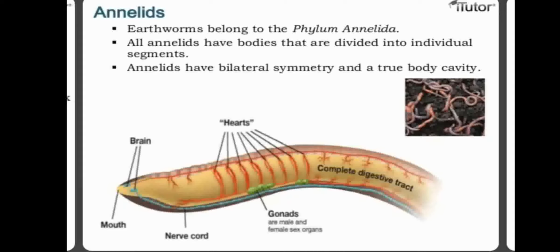Next phylum is phylum Annelida. Earthworms belong to phylum Annelida. All annelids have bodies that are divided into individual segments. So they have a segmented body, and annelids have bilateral symmetry and a true body cavity. The digestive system in most annelids comprises a straight tube with a mouth and an anal opening. So this is phylum Annelida.